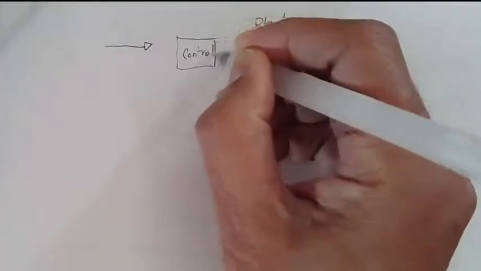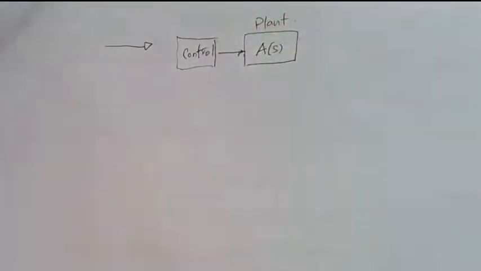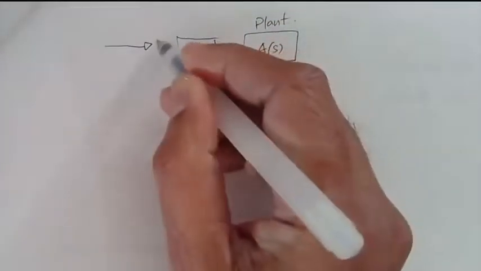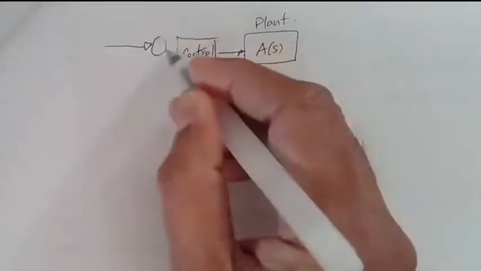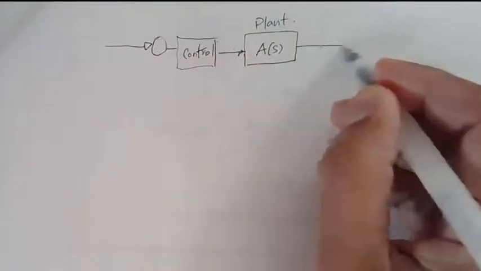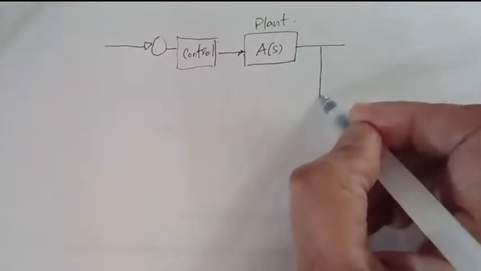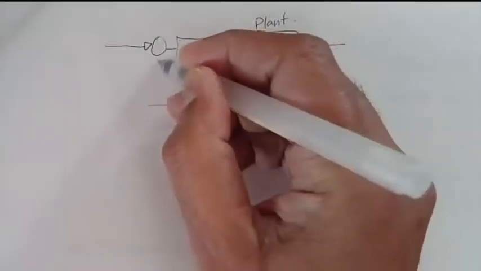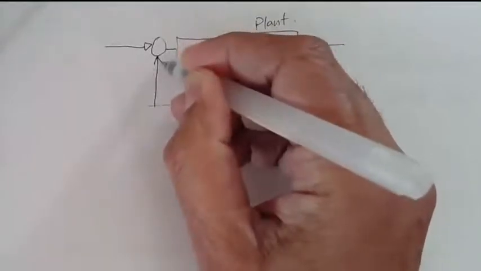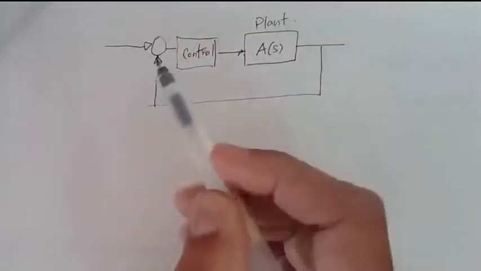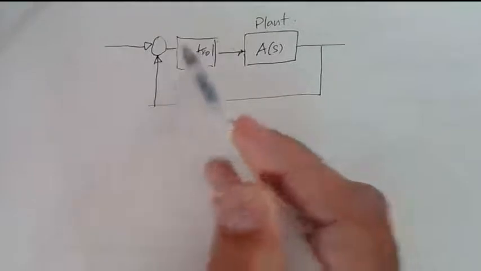I don't have enough space, but I'll just write control. So you put a controller out here, and then you drive this controller by the difference between the output, what the plant generates, and what you want. So how can this be? Well, what are some examples?